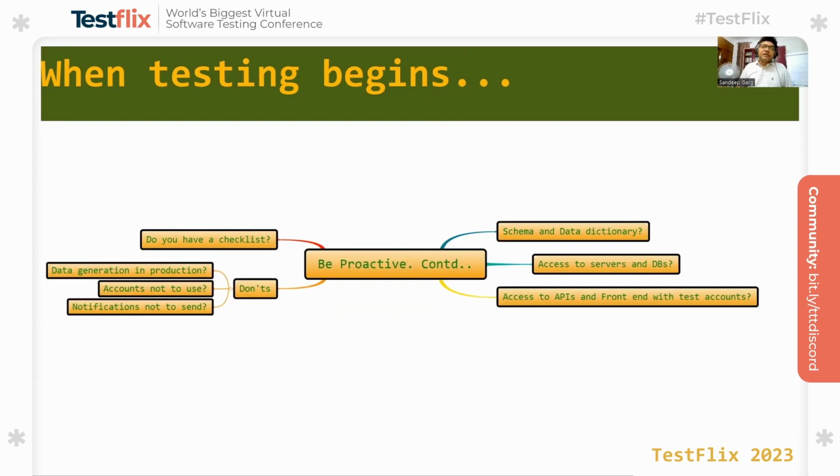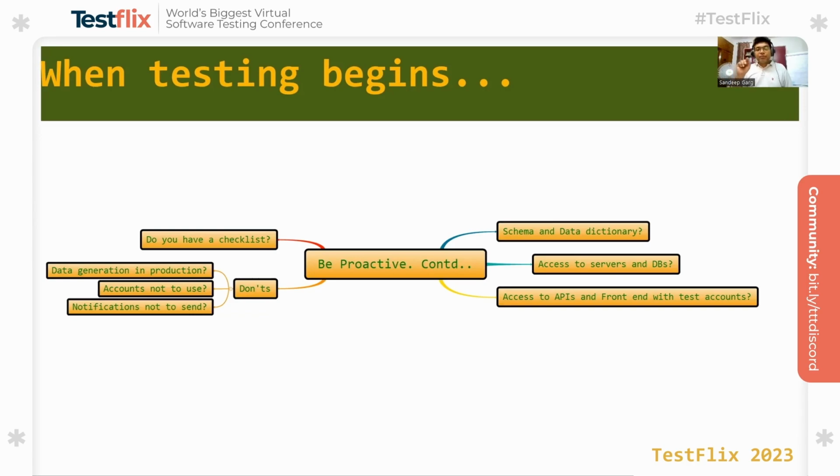And then, in continuation, be proactive to ask, in case of database changes, what are the schemas and data dictionaries? What are the don'ts? Equally important. What production data you cannot change, what production data you cannot use, what test accounts you cannot use, what are those jobs and packages and functions and procedures that you should not run, so that they don't send false alarms or notifications to real-world customers. So there are don'ts as well as do's.